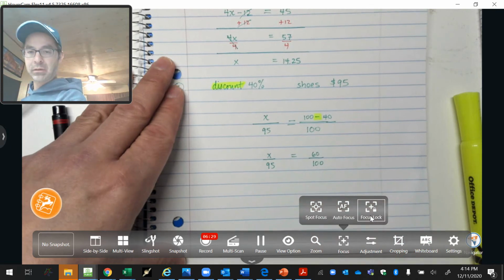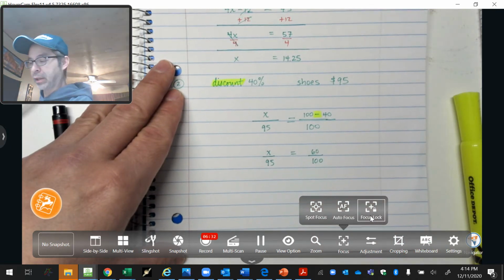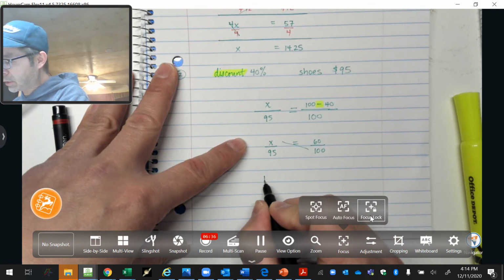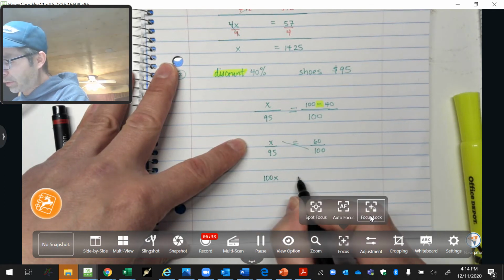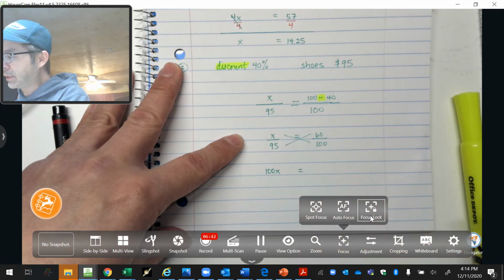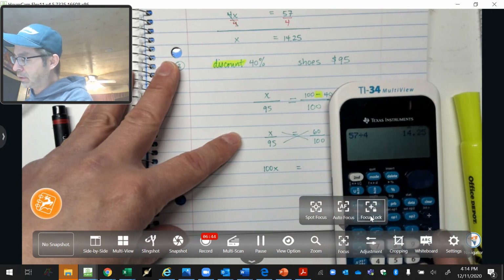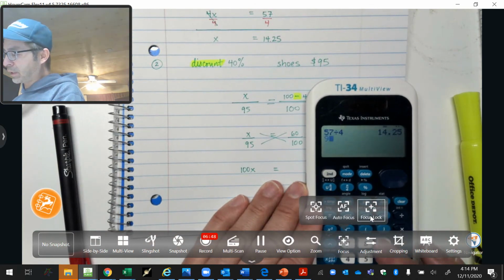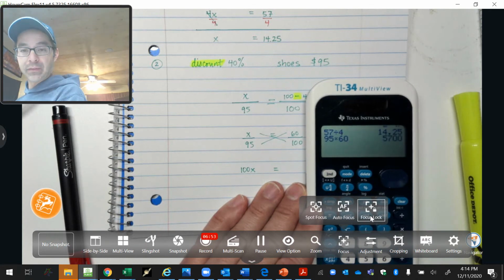And then you cross multiply and divide. So x times 100 is 100x. I always put my variables on the left. 95 times 60 is 5,700. You don't want to know? I know that because I did this already in class today. 5,700.